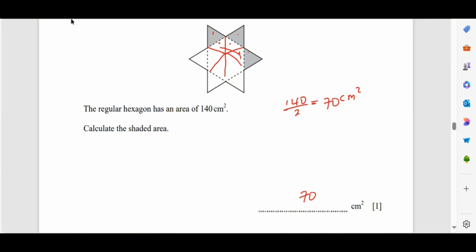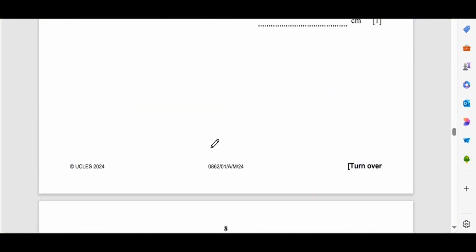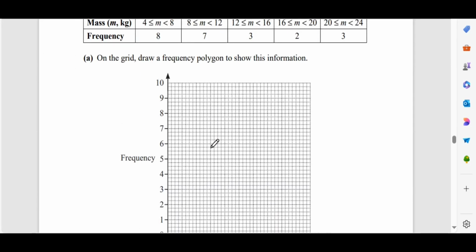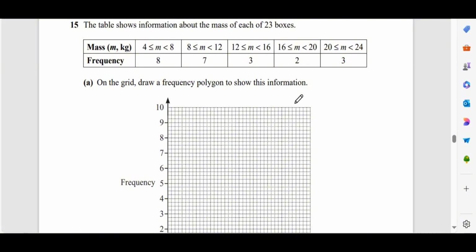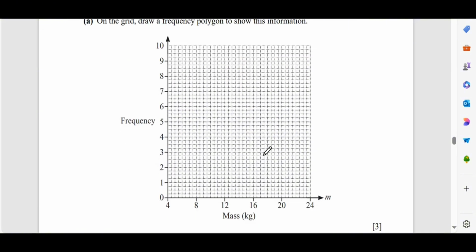Okay, so we move to the next question. The next question is a question on graph. So we are to plot our frequency polygon. If you look at what we have here, we have from 4 to less than 8, from 8 to less than 12, from 12 to less than. So the first thing we need to do is to identify the points. So we have from 4 to 8, 8 to 12.